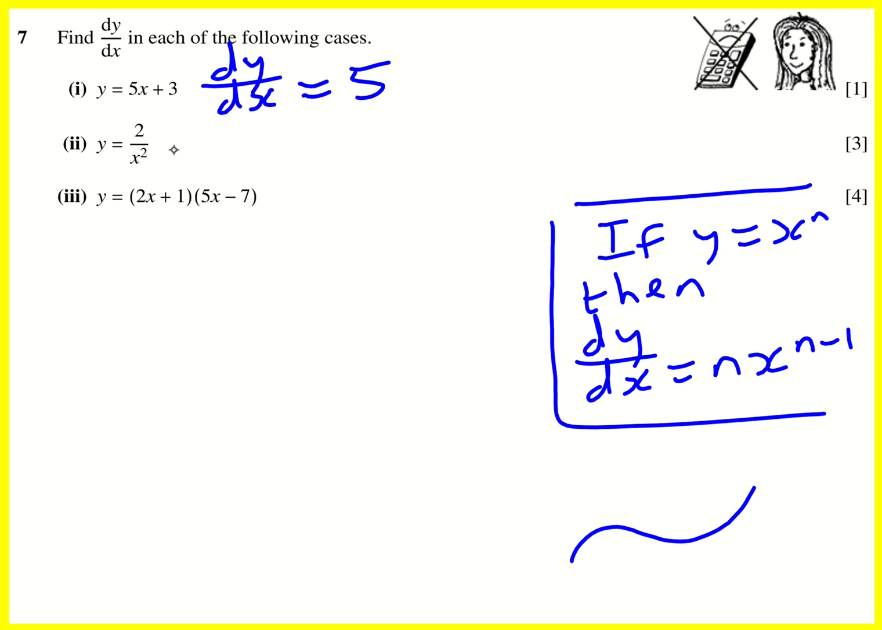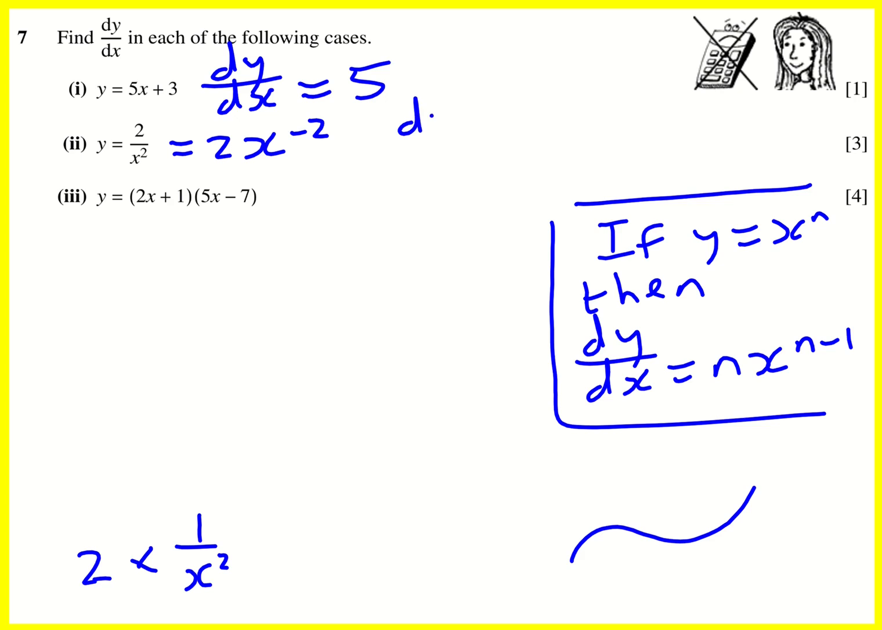Okay, this next one. To use the rule, I need to write it as a power first of all, not 2 over x squared, not a fraction, but instead 2x to the minus 2. They're the same thing. I could write it as 2 times 1 over x squared. It's sort of undoing the fraction, and then it's a bit clearer that it becomes this.